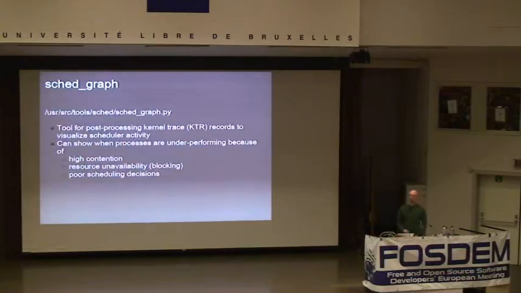I'll just mention in passing, there's a nifty tool that you can use to visualize the scheduler activity, so you can see how your processes are being scheduled, where they're blocking. Maybe they spend a lot of time blocking on a resource or yielding CPU to each other. It shows you graphically exactly what each CPU is doing and why decisions were made to change scheduling.